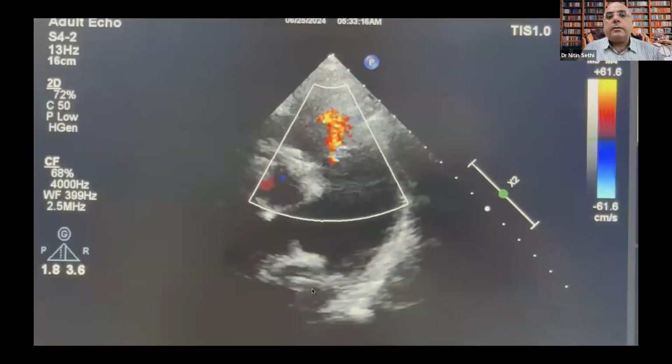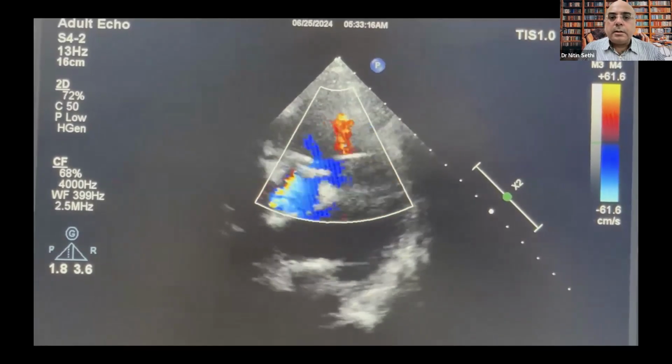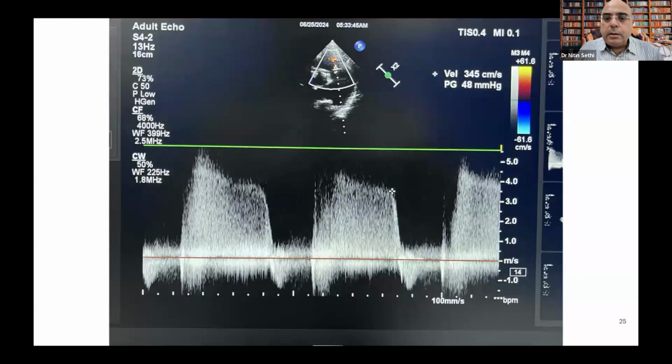This is again a short axis view at great arteries, with color flow interrogation of the pulmonary wall showing a pulmonary regurgitation jet. This is the pulmonary jet measurement showing early diastolic velocity, from where we can get the mean pulmonary artery pressure to be 82 millimeter Hg plus right atrial pressure. This is showing the late diastolic pressure of 48 millimeter Hg. By adding right atrial pressure, we can get the diastolic pulmonary artery pressure.